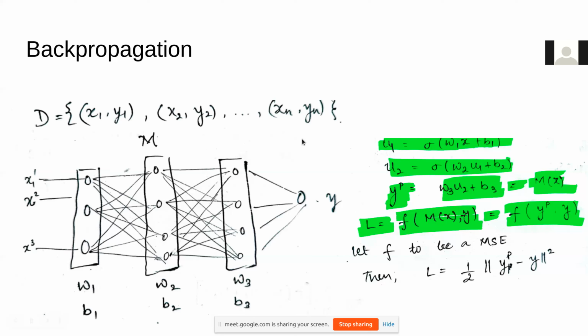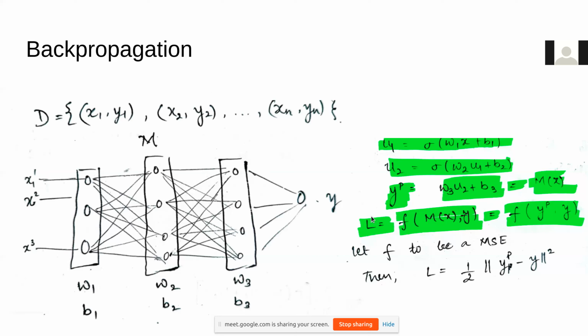For layer 2, the output u2 will be represented as sigmoid of w2u1 plus b2. Now for layer 3, the output of layer 2 serves as the input, and its output will be the final output, which we will use for making the prediction. So YP is written as w3u2 plus b3. This can also be written as M of X, where M represents this entire neural network. M can be seen as a nonlinear function mapping X to the output YP.